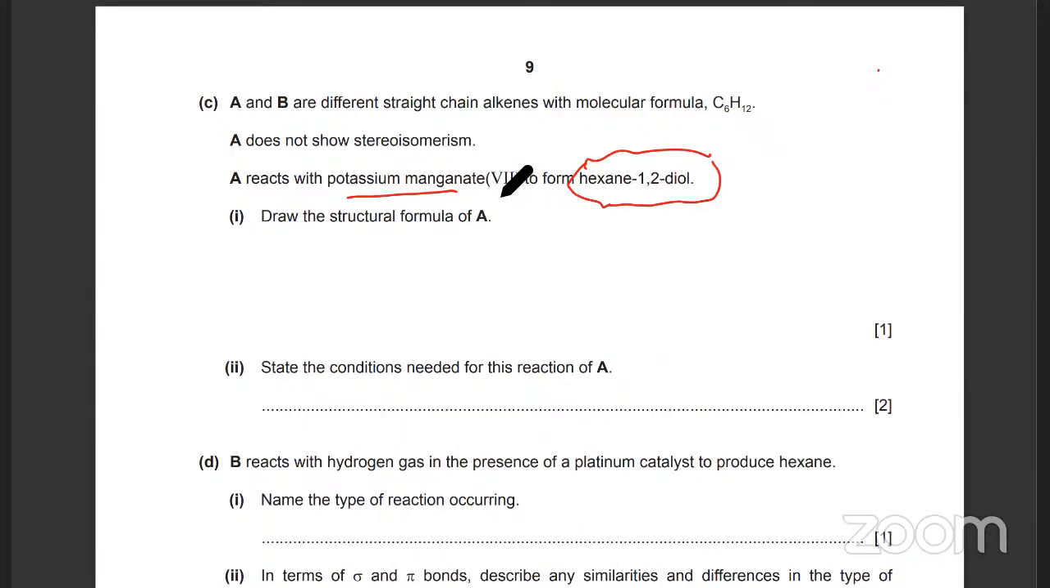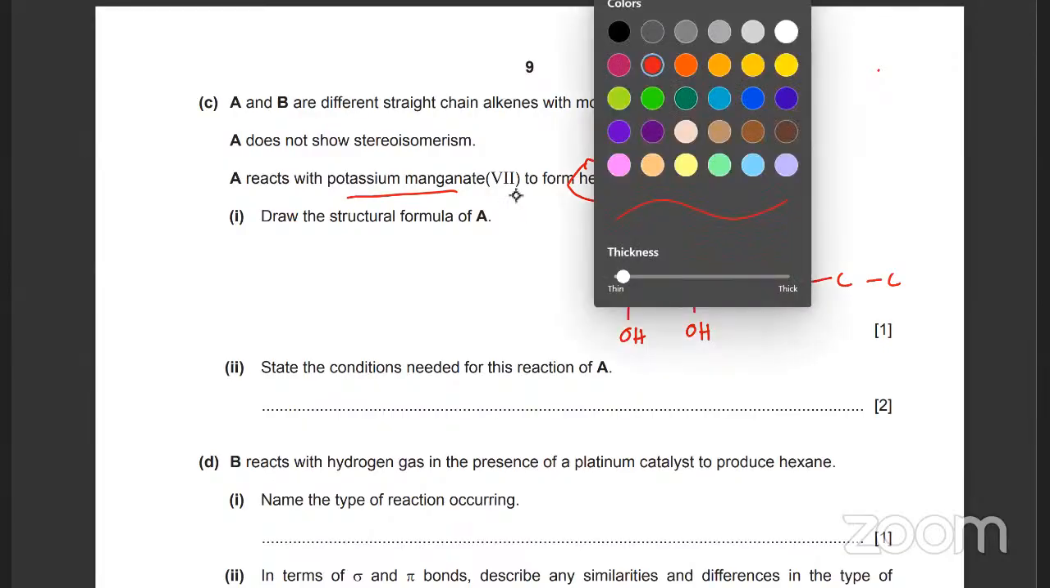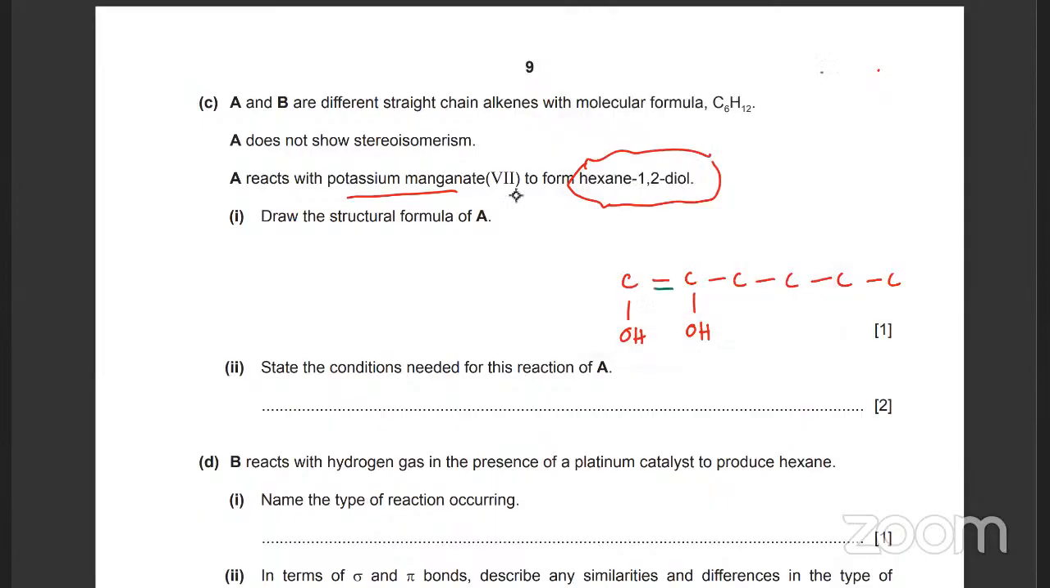That's mild oxidation, right? So you've got hexane-1,2-diol. That's an OH over here, and there's an OH over here as well. Where would the position of the double bond be in A? It must be over here, right? Yes, that's why it's forming a diol. So that's your structural formula.